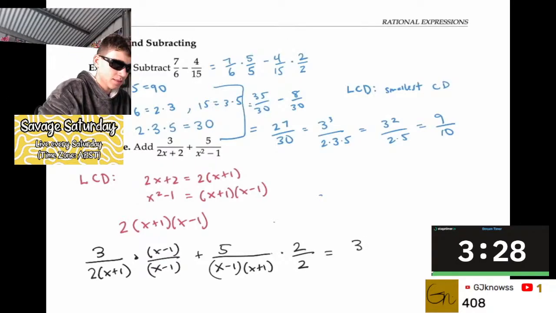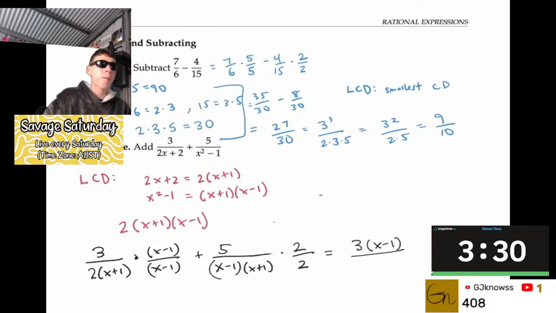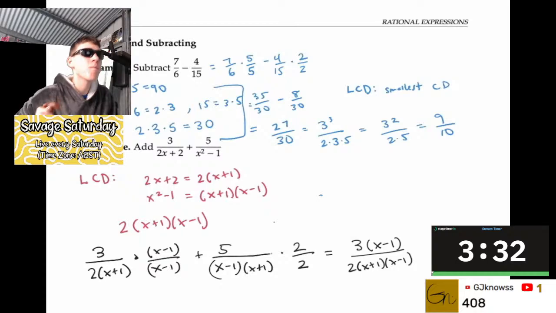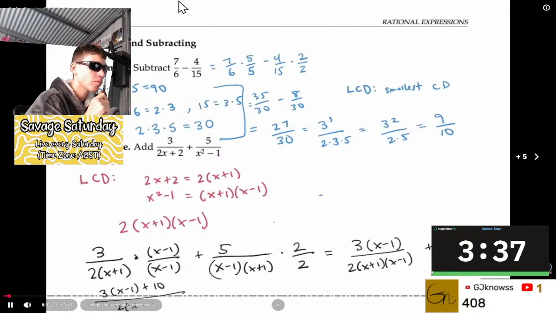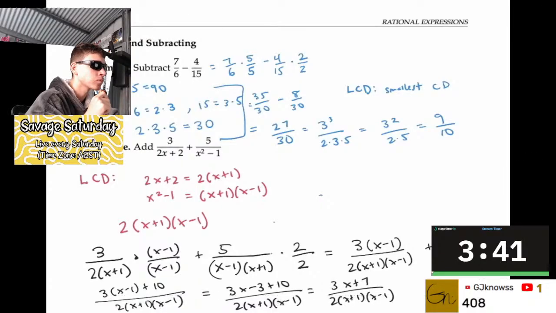Now I can rewrite everything. So the first rational expression becomes 3 times x minus 1 over 2 times x plus 1, x minus 1. And the second one becomes 5 times 2 over 2 times x plus 1, x minus 1. Now multiply out the numerators: 3x plus 7 over 2 times x plus 1, x minus 1. Now 3x plus 7 doesn't factor, and there's therefore no factors that I can cancel out. So this is already reduced as much as it can be. This is my final answer.